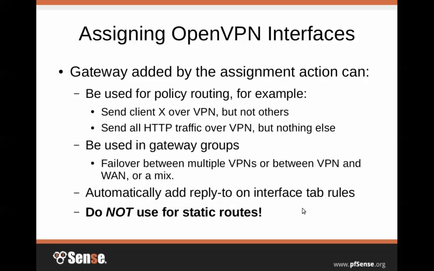When you add that VPN interface now, if you look under system and routing, you'll see that it did add a gateway for you. It's a dynamic gateway. You don't have to touch the settings on it. You could go in there and disable the monitoring, put a different monitor address, tweak the settings, whatever, but you don't have to make any changes if you don't want to. And that gateway is really handy to use for policy routing.